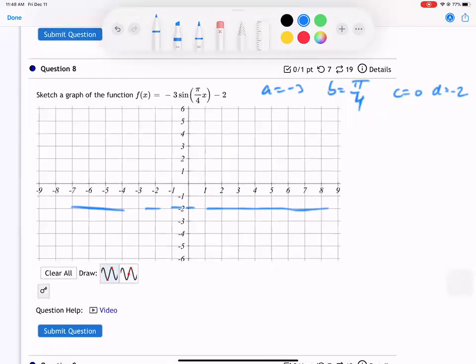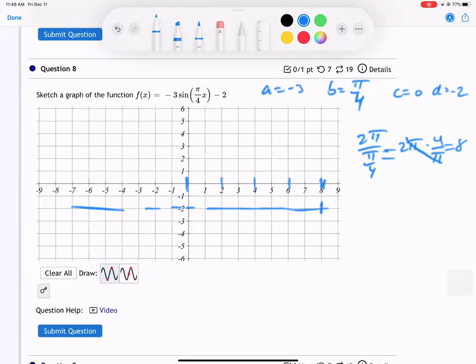We have no horizontal shift, but we do have a period, 2 pi over pi over 4. Okay, I don't like dividing fractions, so we multiply by the reciprocal, that becomes 8. Oh my gosh, we're going to stop way over here at 8. Okay, from 0 to 8, half, half, and half.